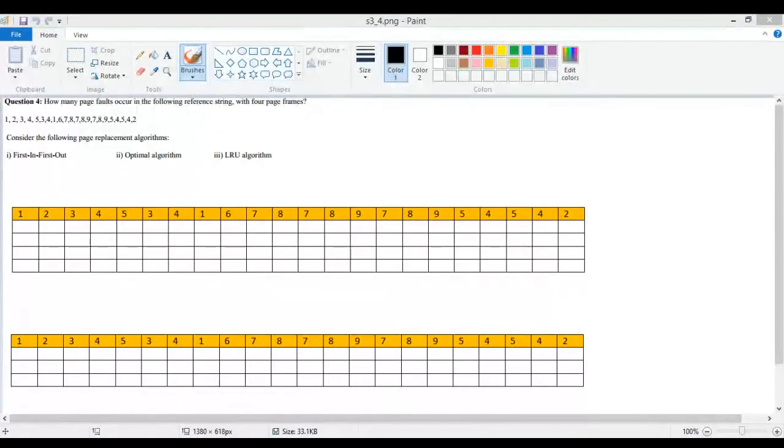About page fault algorithms. Okay. Hope you're able to see the screen. Question number 4, I think we missed out in the previous recorded lecture, so I'll be completing it now.